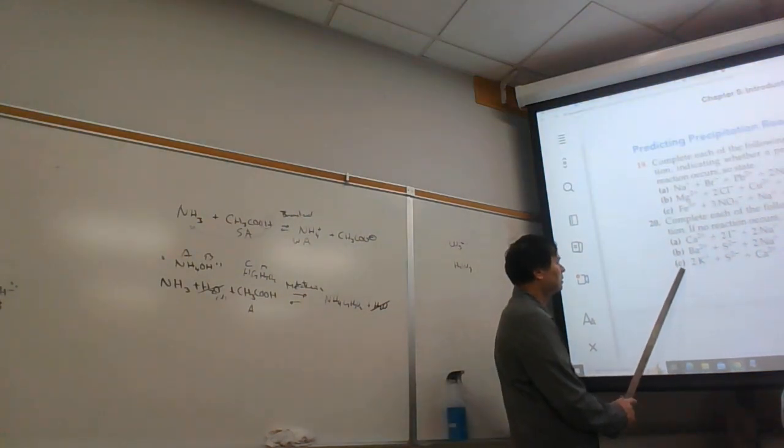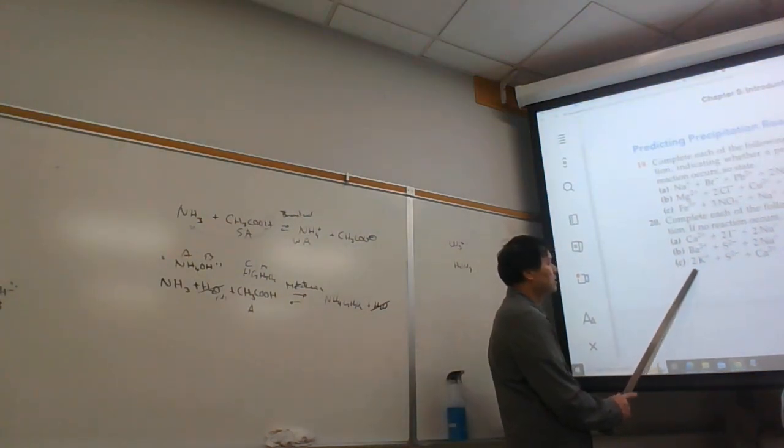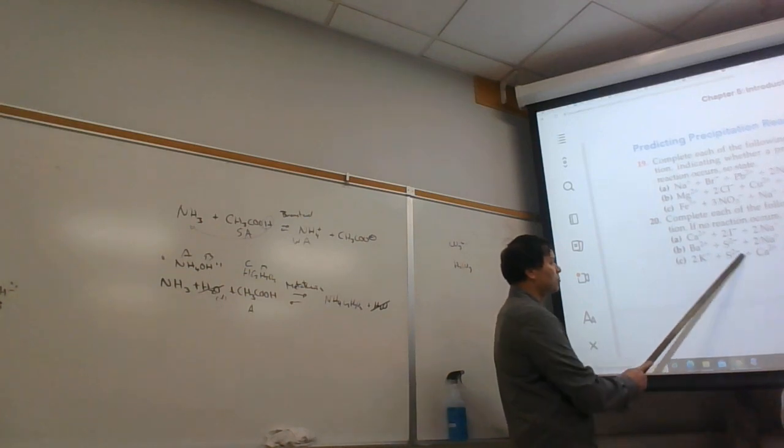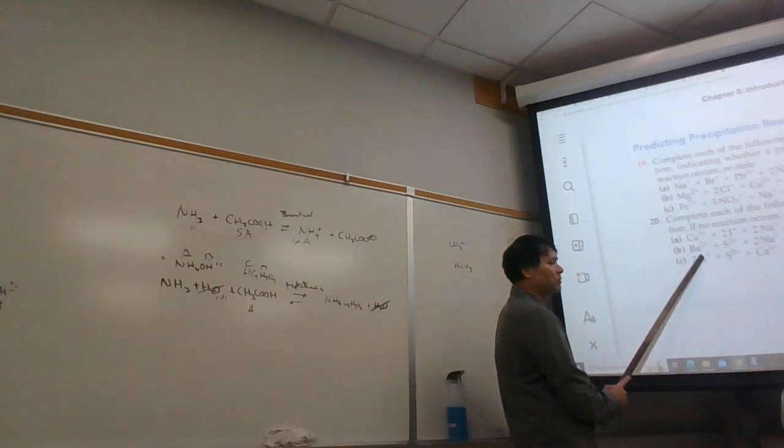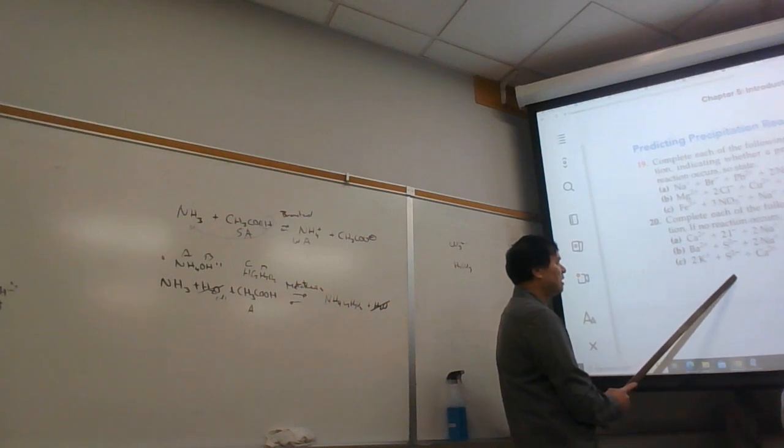C, potassium chloride. Potassium and chloride will stay away from each other until the water evaporates, forcing potassiums and chlorides together. None.